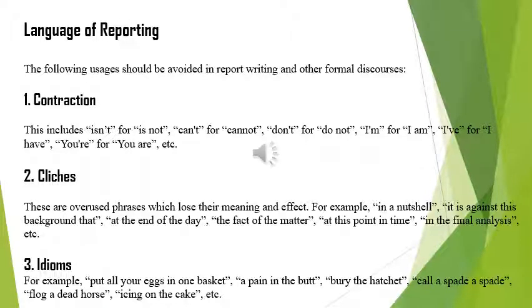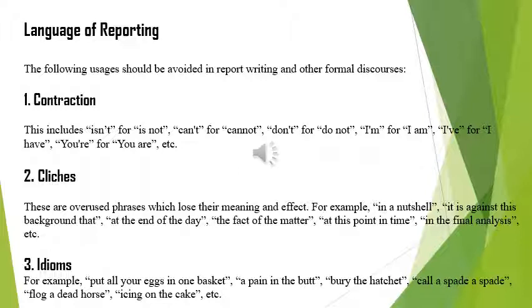Language of reporting. The following usage should be avoided in reporting, writing, and other formal discourses. Contraction. These include isn't for is not, can't for cannot, don't for do not, I'm for I am, I've for I have, you're for you are, and so on and so forth.